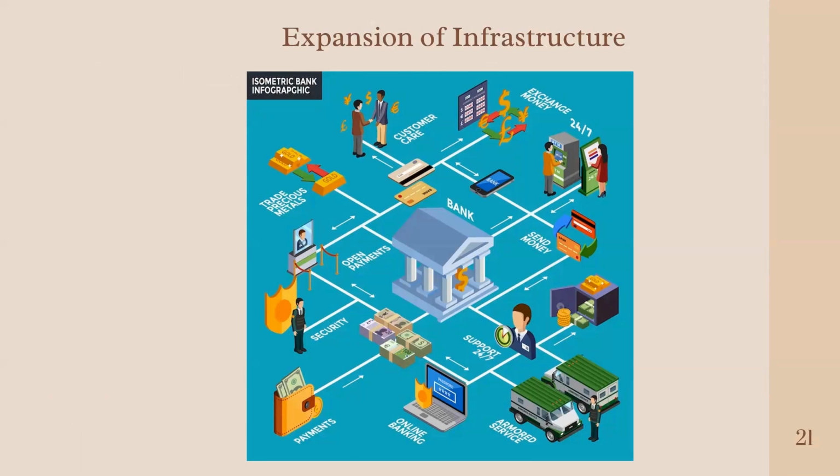Expansion of infrastructure. This slide visually illustrates the expansion of banking infrastructure across the country, showing how various elements like ATMs, branches, mobile banking, internet banking, and other banking services are interconnected. It highlights the movement towards a more connected, inclusive, and accessible banking system designed to serve people in both urban and rural areas through modern technology and widespread infrastructures.